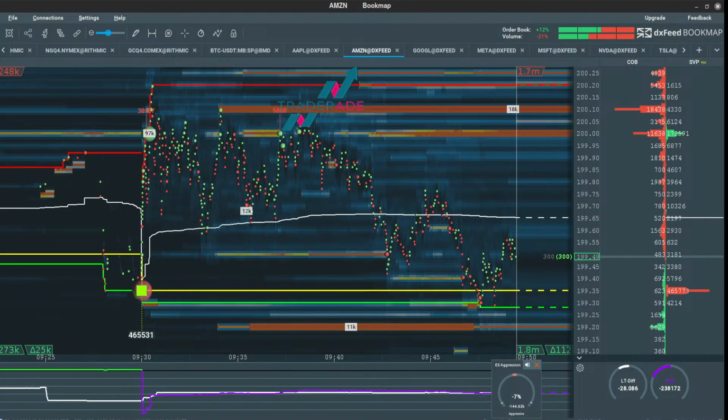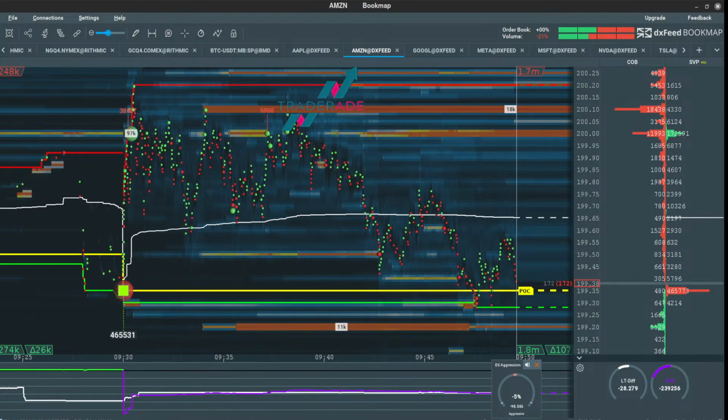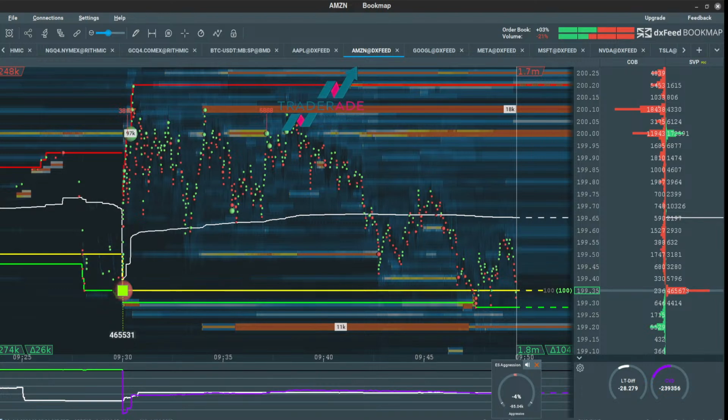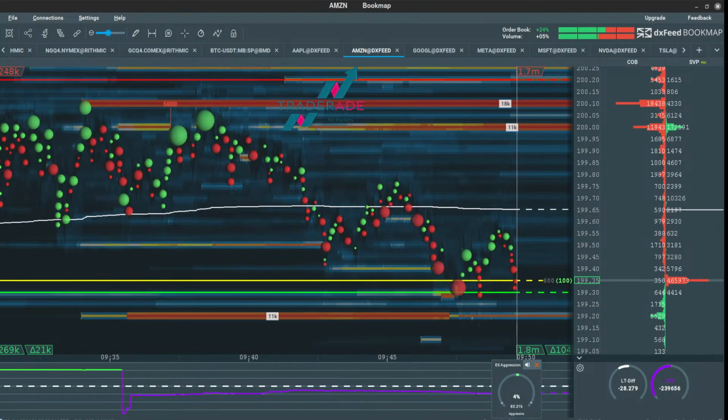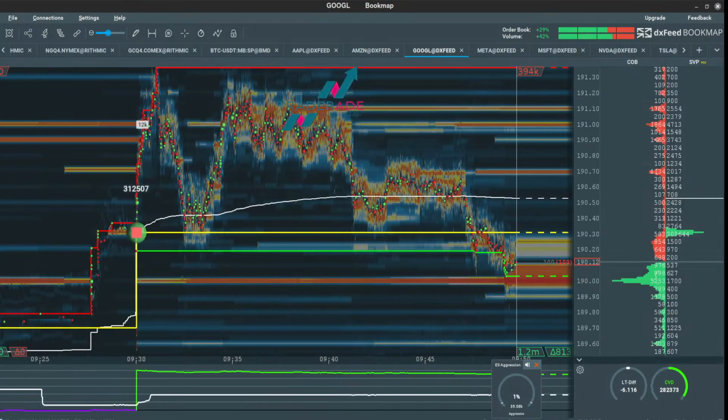Amazon not having such a great open. Got this big pop now rolling off those gains. Buyers did absorb that selling pressure, this time more successfully than what we saw in Apple. But that's not really leading to any sustained gains. We can see Amazon getting close to making new cash session lows here.